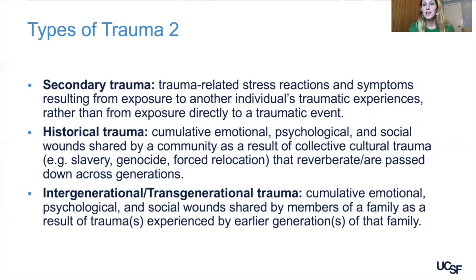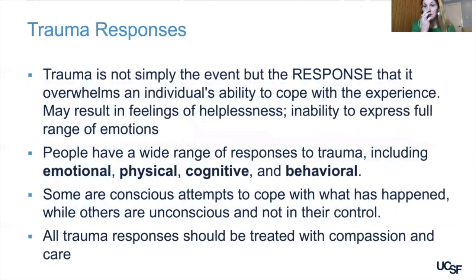Historical trauma, cumulative emotional, psychological, and social wounds shared by a community as a result of collective cultural trauma. And this is something that we're definitely seeing and experiencing in the US right now, with a lot of focus on systemic racism. And then we're talking about intergenerational and transgenerational trauma. This could be cumulative emotional, psychological, social wounds shared by family members, and could be over many generations. So as you can see, there are several types of trauma.